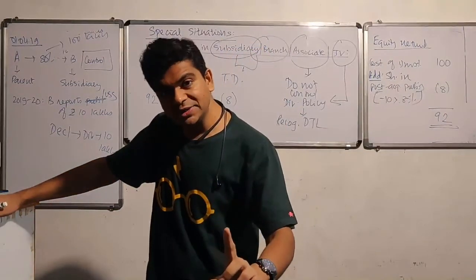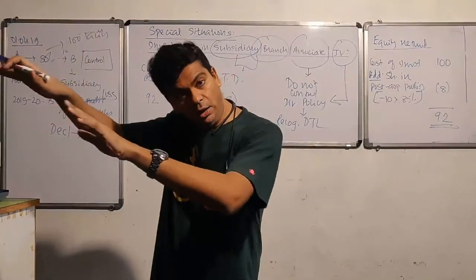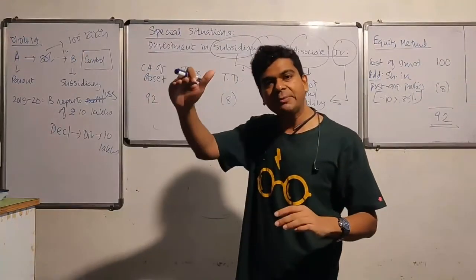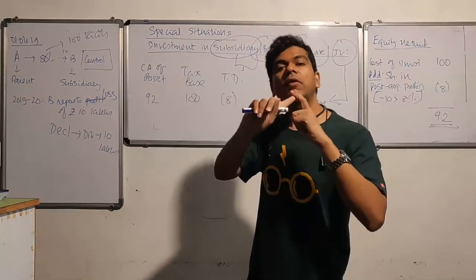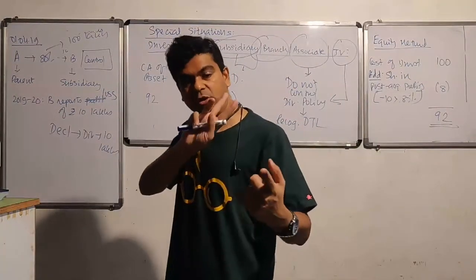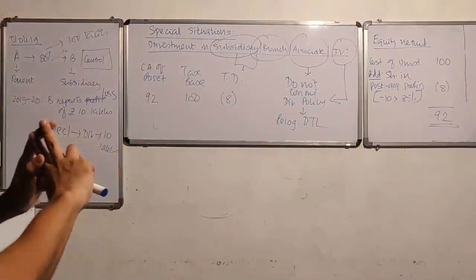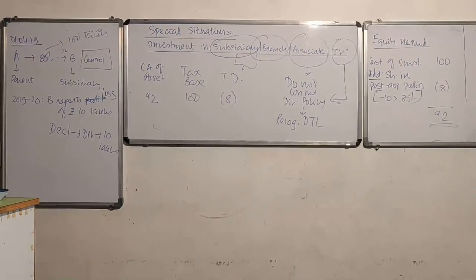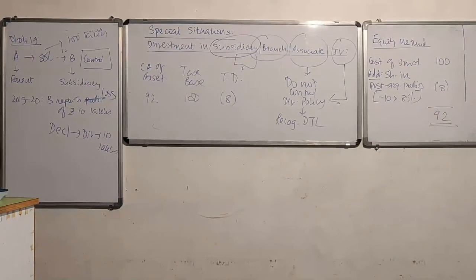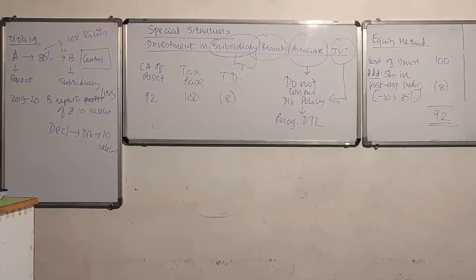And for recognizing the DTA, you should follow the 3-step criteria. I hope you still remember those 3 steps criteria. Number 1, recognize DTA to the extent of availability of taxable temporary difference. Second, recognize the deferred tax asset to the extent future taxable income is probable. Right? And then the third one, if there are any tax planning opportunities available which will increase your taxable income, then to that extent you can recognize the DTA.